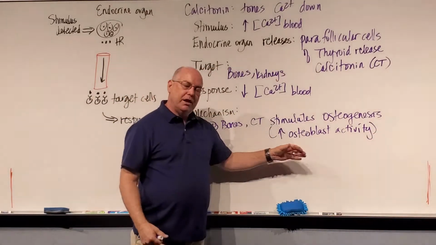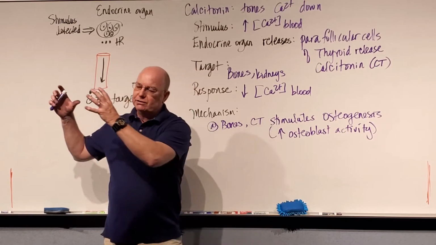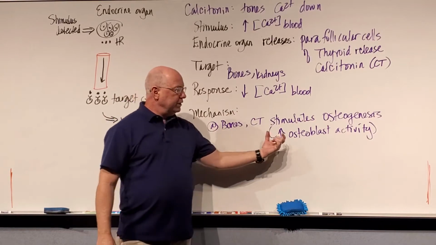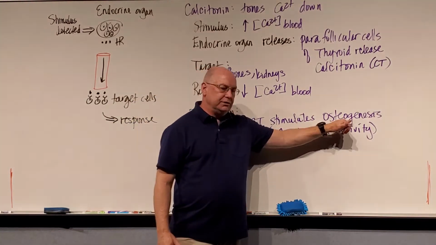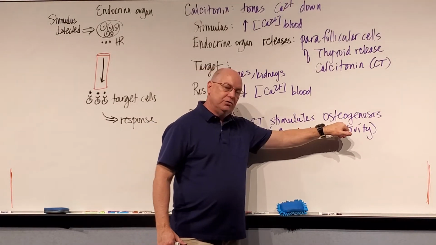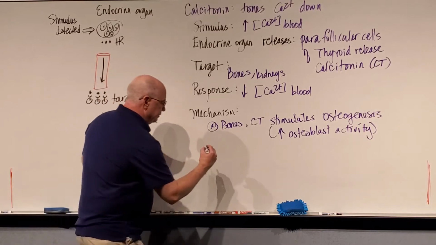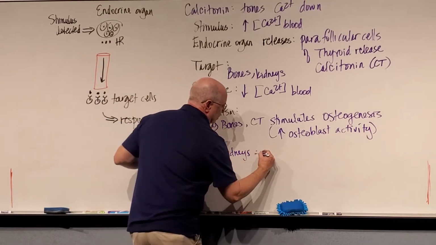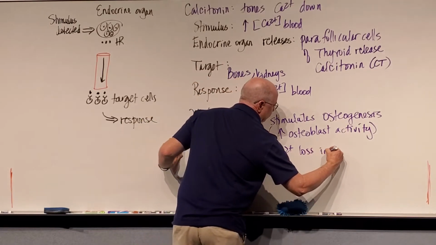Osteoblasts in our bone have receptors for the hormone calcitonin. When calcitonin binds to them, they start taking calcium out of our blood and packing it into bones, making our bones thicker and stronger and healthier. We call that osteogenesis, the generation or making of bone. Okay? And at the kidneys, it can increase calcium loss in urine.